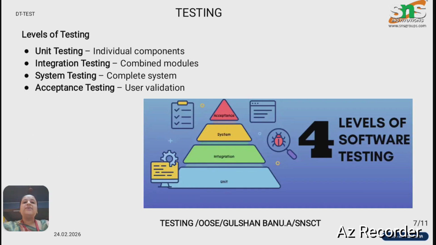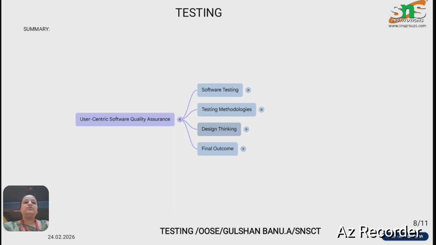Based on the levels of testing, there are four types: unit testing, integration testing, system testing and acceptance testing, which you will be seeing in the upcoming videos. So this is all about testing. In this video we saw what software testing is, the testing methodologies, what design thinking is and how the testing process evolves with it, and what the final outcome of the product is.